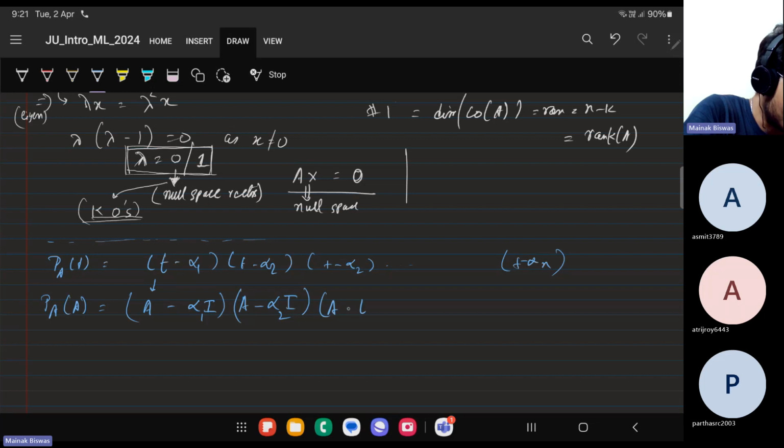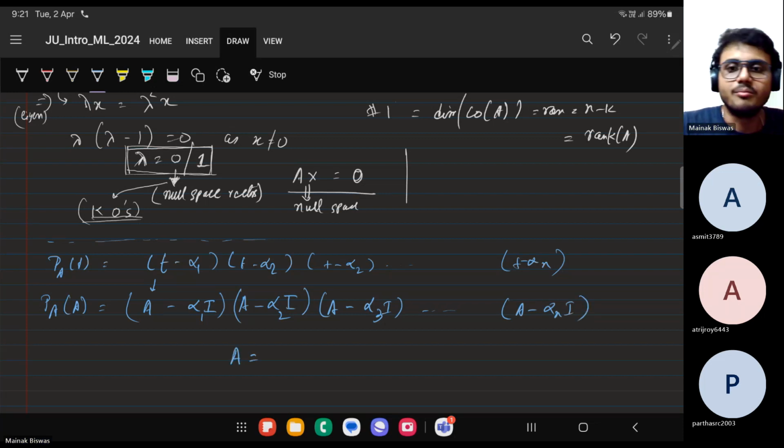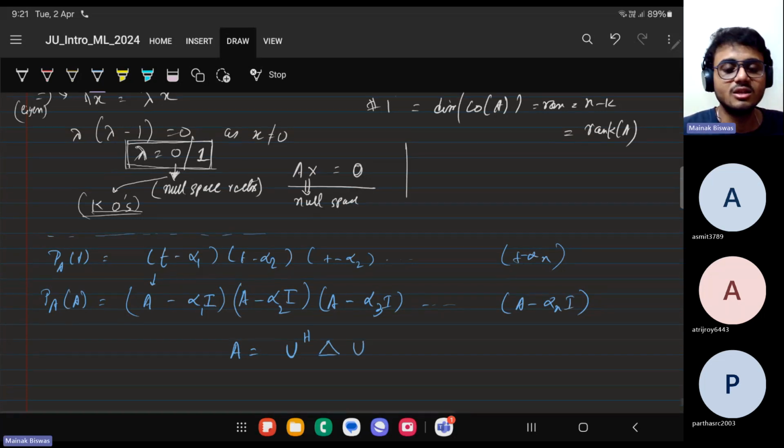So this is the actual step: A minus alpha I. I'll not keep you in the dark. There is a type of decomposition. We have seen A equal to LU decomposition, right? There is also a type of decomposition called Schur's triangularization decomposition, which you can write as U transpose.